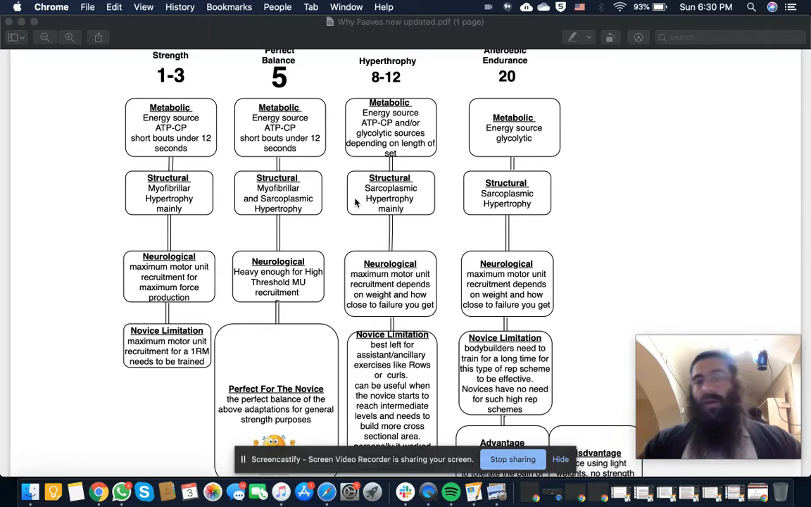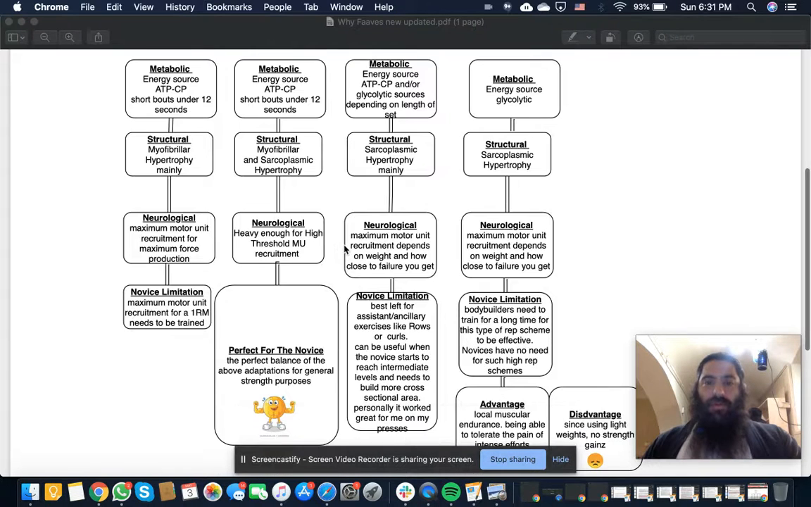He will also get stronger, there'll probably be actin-myosin adaptations, but the focus will be sarcoplasmic, which is basically all the rest of the muscle fiber, all the muscle cell out of the actin-myosin and tighten basically the myofibrils. Okay, the neurological, there will be maximum recruitment, but that will depend on the weight and how close you get to failure. Okay, it's not necessarily force production; it's more on how close you get to failure.